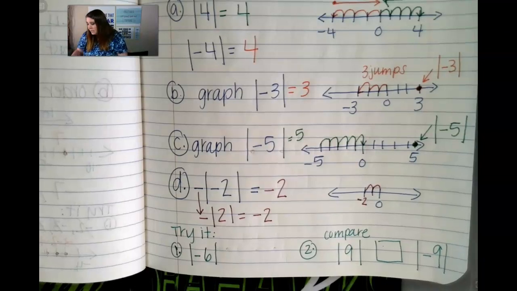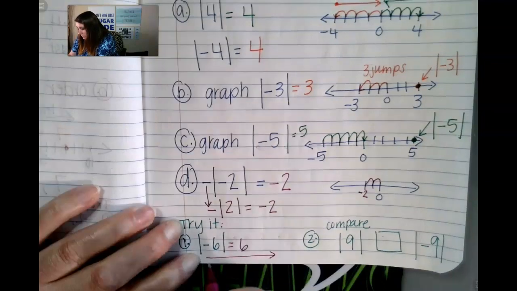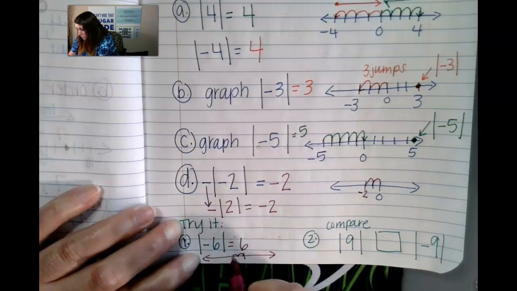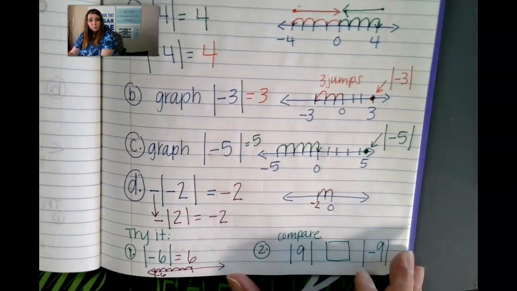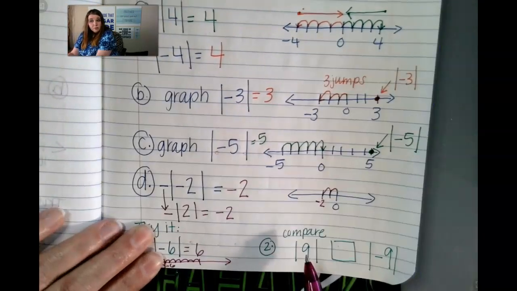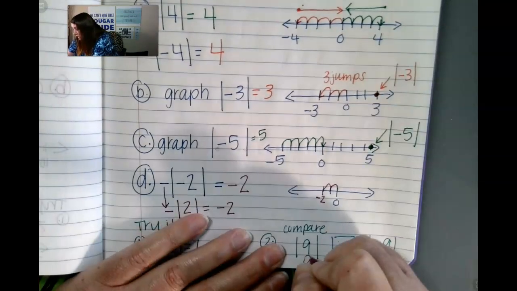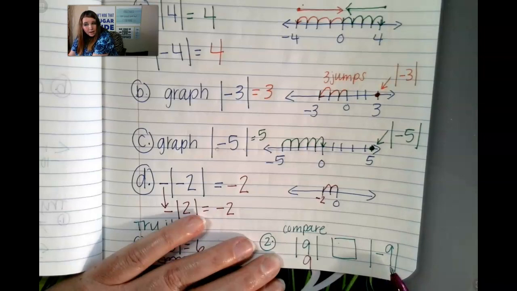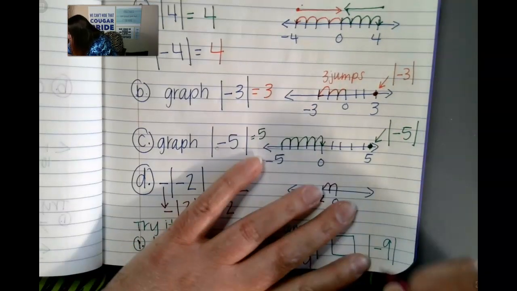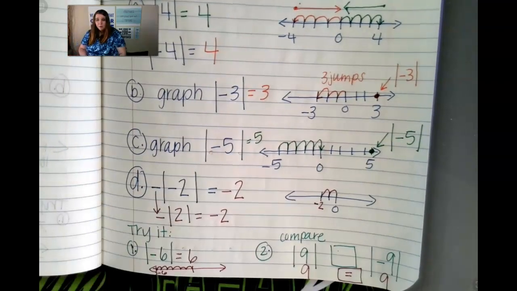All right, so the absolute value of negative 6 is just equal to 6 because when I have a number line, I jump 1, 2, 3, 4, 5, 6 places to get to negative 6. All right, same thing on this one. Absolute value of 9, it takes me 9 jumps to get to positive 9, so the absolute value is 9. It takes me 9 jumps to get to the absolute value of negative 9. So when I compare 9 to 9, they are equal.